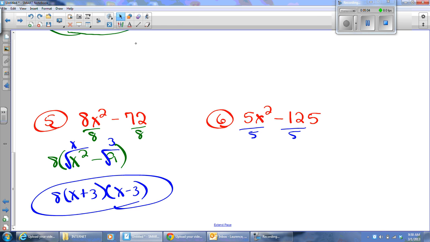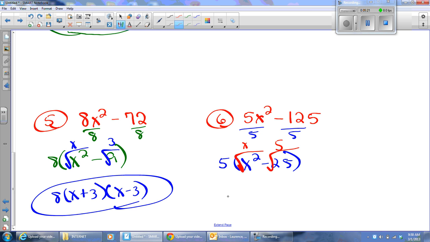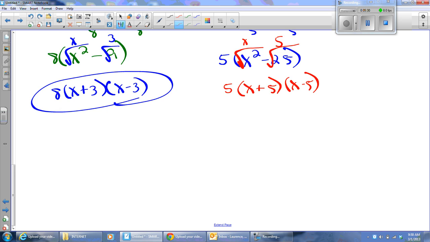There we go. That's what I'm trying to do. And so I'm going to pull that 5 out front. I'll be left with an x squared minus 25. And then I'm going to say, is x squared a perfect square? You bet your boots. Is 25 a perfect square? Sure is. So I'm going to get 5 times the quantity of x plus 5 times the quantity of x minus 5.